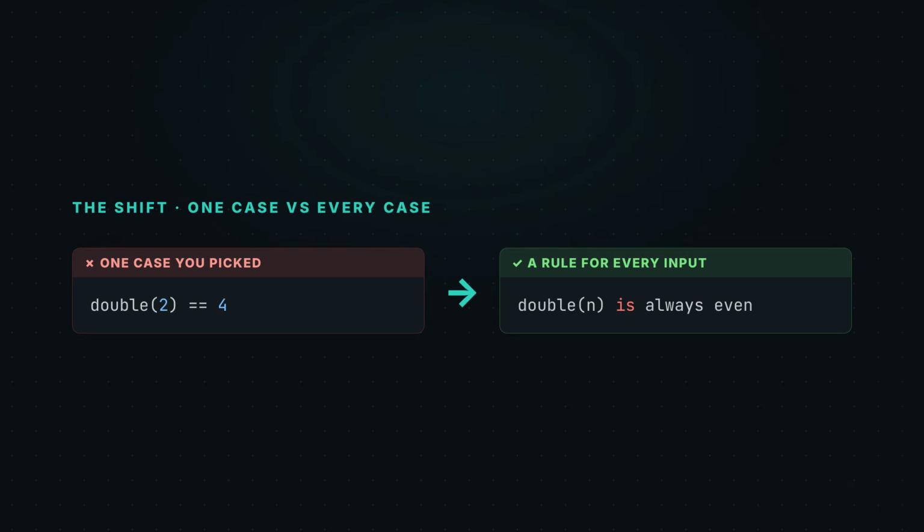So, here's the shift. Stop hand-picking inputs and checking outputs. Start stating a rule that must hold for all of them, and let the machine find the one input that breaks it. That phrase, for every input, is the whole game. An example test asks, does it work for this one? A property asks, does it work for anything? A much scarier question, and much better test.